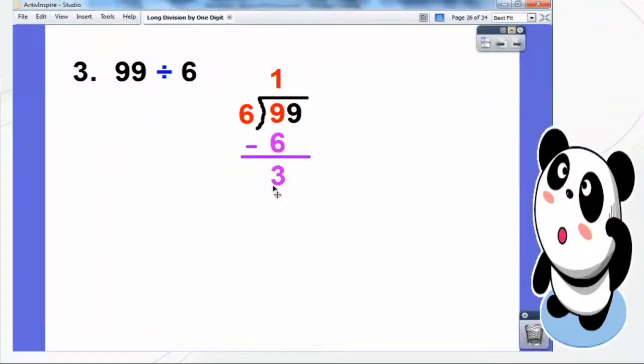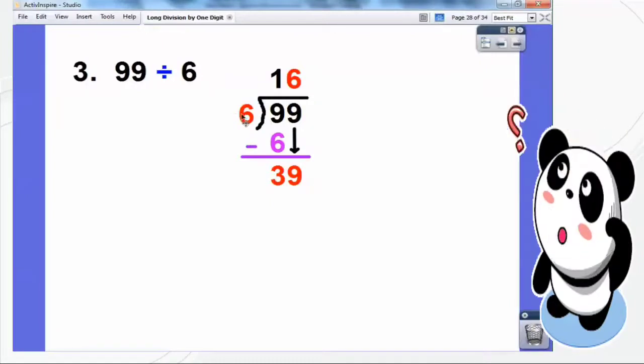Do you remember the next step? I slide this guy down, so now it becomes 39. Okay, and then I ask again, how many times does 6 go into 39? Well, I know 6 times 6 is 36, so it'll go in there 6 times.